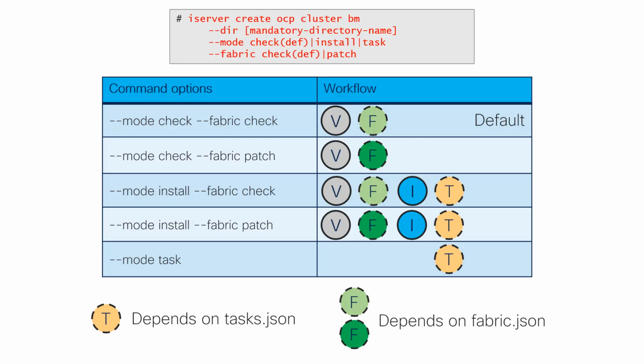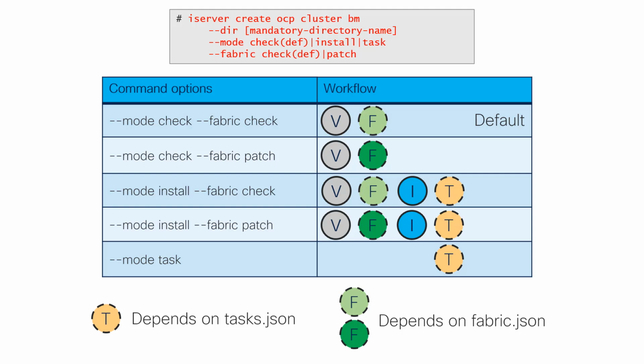iserver is a command line tool. On the top, you see example CLI options that will start the workflow for cluster installation: iserver create OCP cluster bare metal. You always need to pass the directory name that has all the input files. And then you have 2 options that control the mode of the installation of the cluster as well as the mode of the fabric checks or configuration.